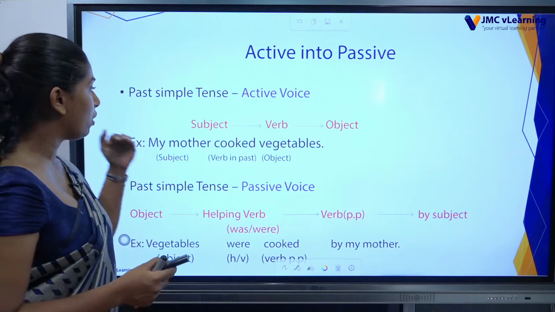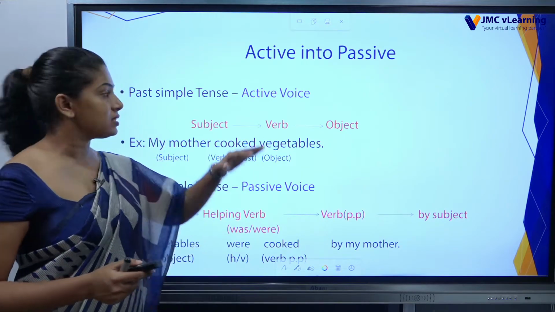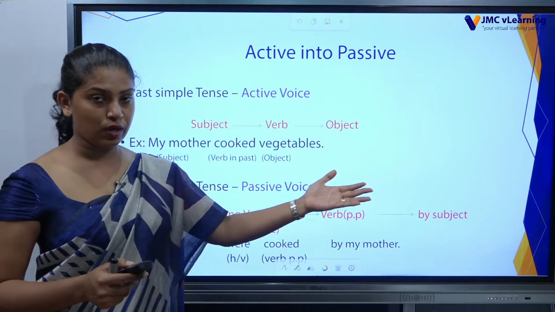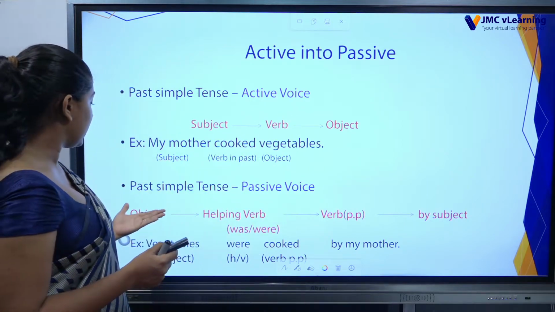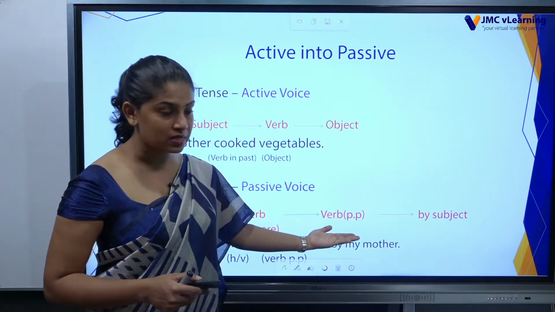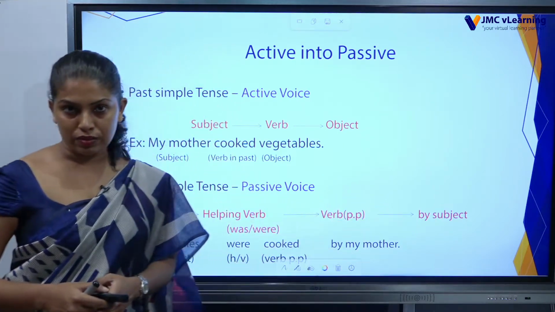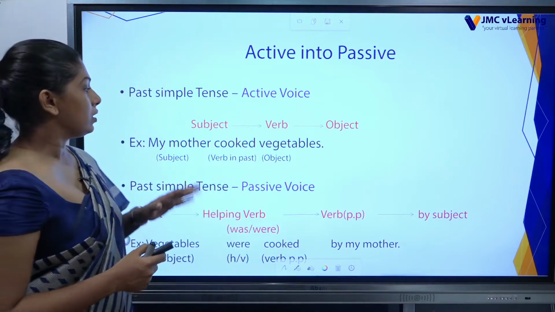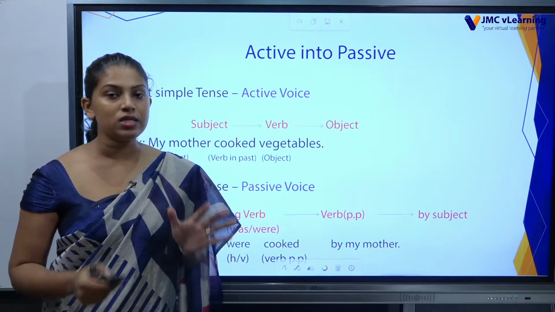What you have to keep in your mind is, in active voice, we take the structure subject, verb, object. In passive voice, we take object, helping verb, then verb in past participle, then by plus subject. So, this is the format you can use when you are making sentences in passive voice past tense.